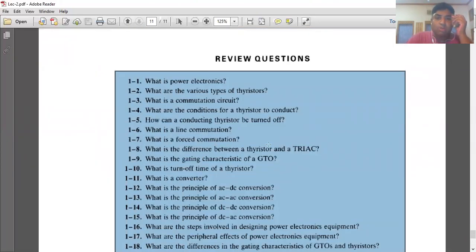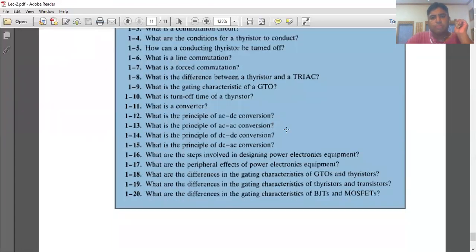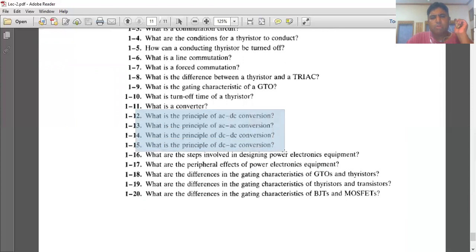What is power electronics, what is thyristor commutation, force commutation, line commutation, and what is thyristor and triac and GTO. These questions you can skip. Basically, we have not discussed the principle of AC to DC or AC to AC or DC to DC conversion. We will discuss these 4 topics in detail. Basically, you can say we have full chapters on these 4 questions coming in next weeks. So we have not discussed these 4 questions in this chapter because there are separate chapters for these questions. So you can skip these questions and you can cover all those questions which are discussed in our previous lectures.